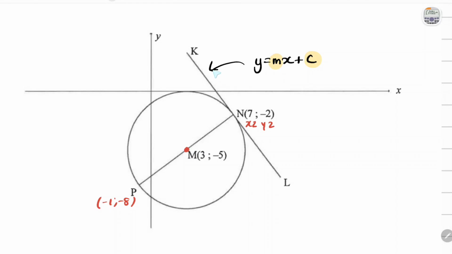So to find the gradient, sure, there's no other point on KL. However, there's something we know about the radius and the tangent at the point of contact. The radius and the tangent meet at 90 degrees.